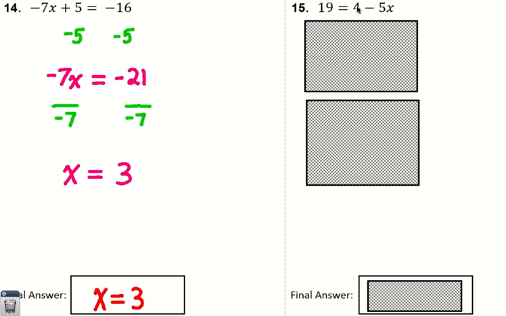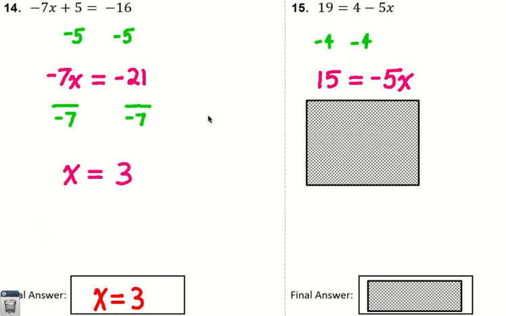Now, I know you see a negative right here, but people, that negative is not with the 4. That negative is with the 5. This 4 is a positive 4. So how do you get rid of a separate positive 4 term? You have to subtract 4 from both sides. Make sure you subtract 4 from the right side, and then you also subtract 4 from the left side.